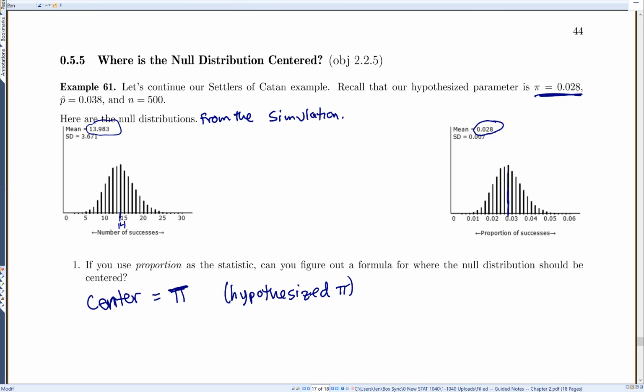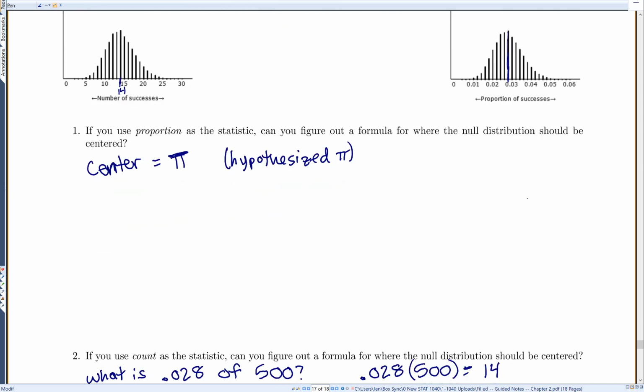So could you figure out a formula for what that center should be? Well, 0.028, that was pi. Here my mean is 0.028. That seems really easy. So if you use proportions, the center will always just be at pi, your hypothesized pi, the pi in the null hypothesis. But what about the count?